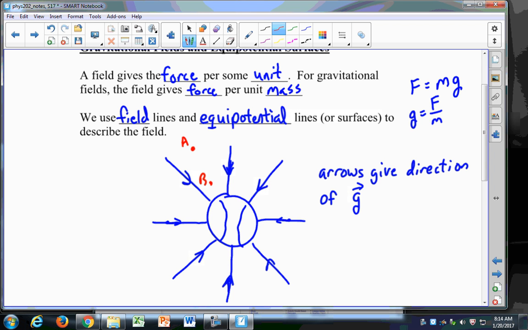Okay, so anyway, the arrows give the direction of g. We said that the acceleration due to gravity is bigger here. Notice that the field lines are closer together here. And so while the arrows give the direction of g, the density of the lines give the magnitude of g.